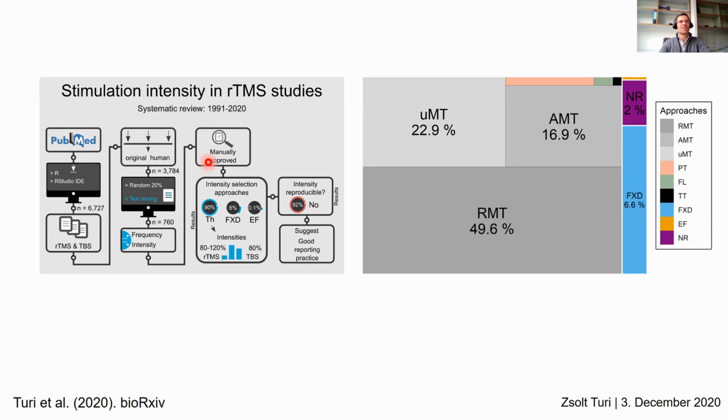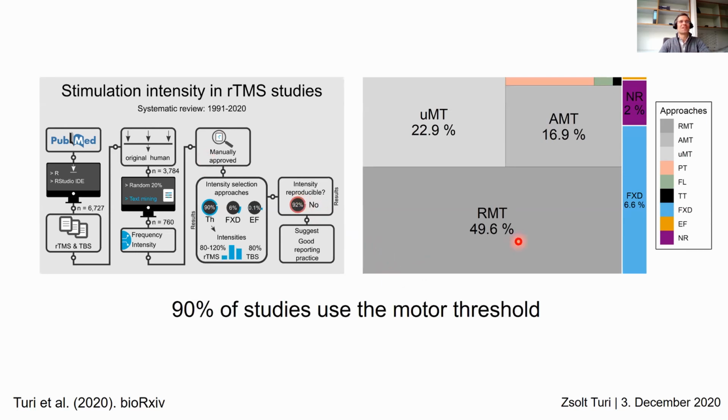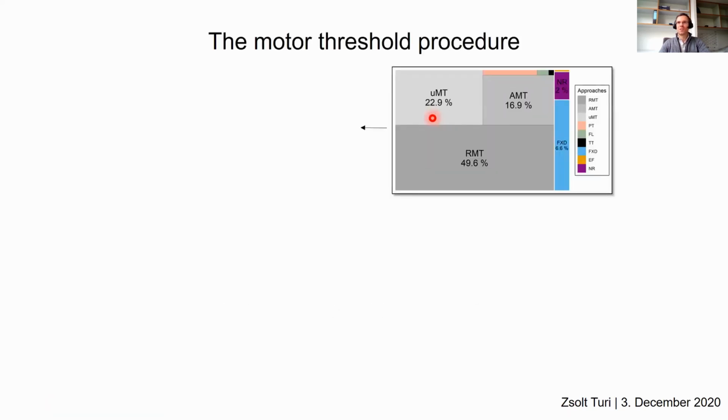So what we found was that 90% of the studies used the so-called motor threshold intensity selection approach. So it's either based on the resting motor threshold, the active motor threshold, or the authors might not specify whether this is an active or a resting motor threshold. So how does this procedure work? This is the most frequently used procedure.